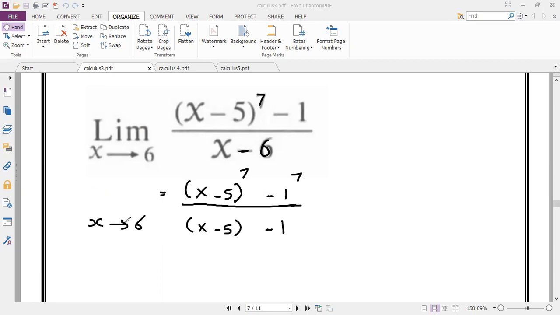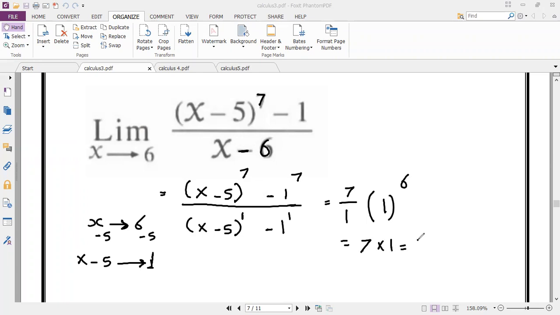we can just write this limit, x approaches 6. If we put minus 5 on both sides, you will get x minus 5 tends to 6 minus 5, which is 1. Now we can apply the rule. Divide the power by the power. So it's 7 divided by 1, because the power here is 1 and the power here is 1. And take the number after the negative, which is 1, then subtract powers. 7 minus 1, 6. So it's 7 times 1 to the power of 6, which is 1. So that is going to be 7.